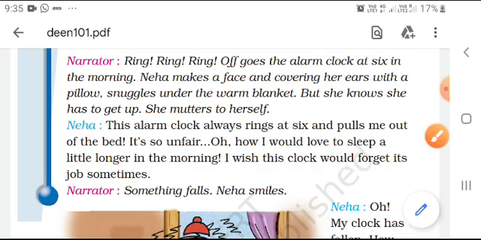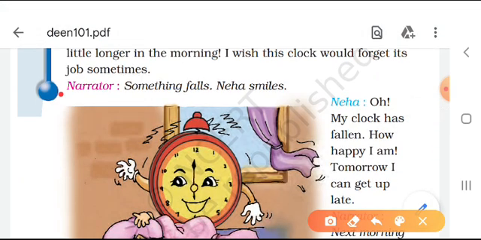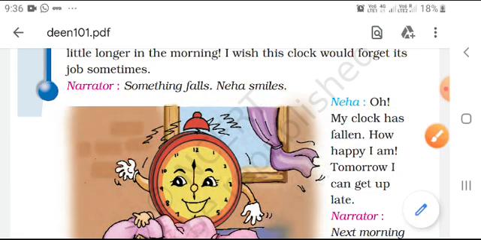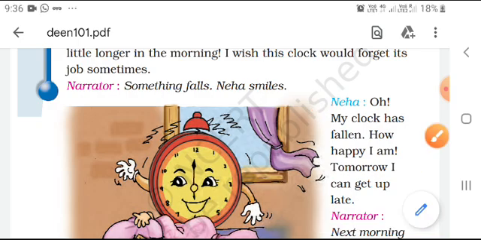One more passage, and after that we will explain the passage. Now the narrator is speaking. It means the writer is speaking. Something falls. Neha smiles. It means something has fallen, and Neha is smiling after seeing what falls. Now the next line is from Neha's mouth. It means it is Neha's speech.